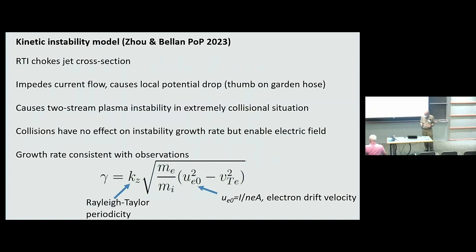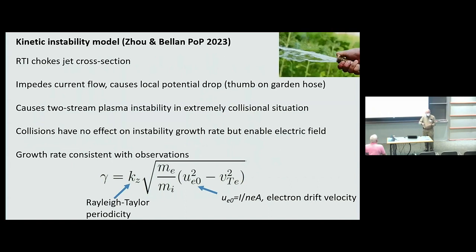Okay. So the kinetic instability comes about because the Rayleigh-Taylor instability chokes the jet cross-section. It impedes current flow. It causes a local potential drop. It's like a thumb on a garden hose. You have a garden hose, and you put your thumb on it. It's like putting a resistor in there, and you get a big pressure drop, and the water goes out faster.